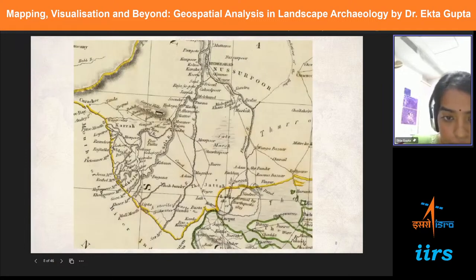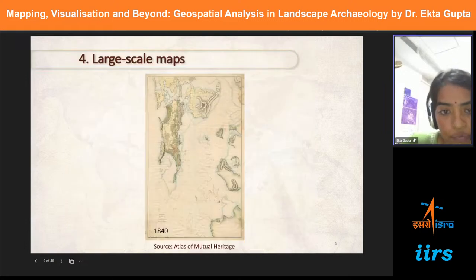So here is a detailed view of this map, and you can see the river. If a river has changed its course over a hundred years or a few centuries, we can understand that, and hence we can understand the relative position of a site relative to a river or a coast.